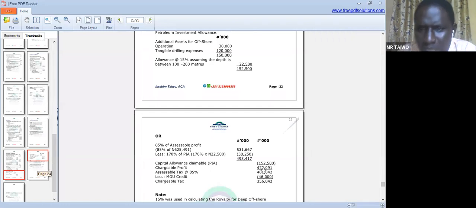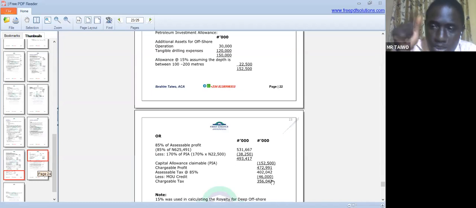Now, if I get a chargeable profit of 47,299, what's the assessable tax? Assessable tax is 85% of 47,299. That's 402,042. Assuming there is no MOU or PSC or JV or whatever, this 402,042, which is the assessable tax, will be the same thing as the chargeable tax.